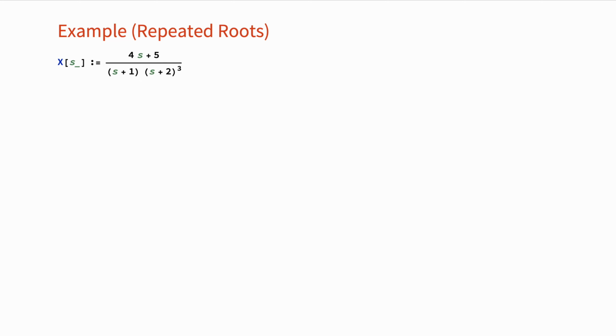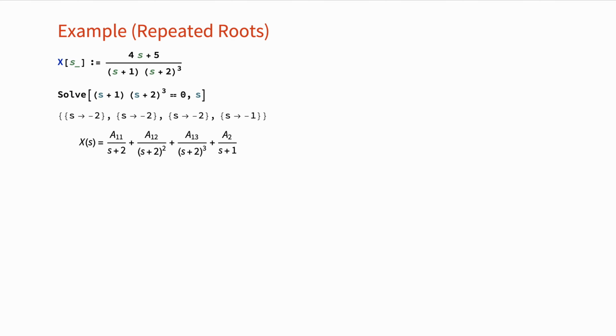Again, we start by finding the roots of the denominator of the Laplace transform, and we expand the Laplace transform as shown here. We have 3 terms for the repeated root -2 and 1 term for the root -1. Then we find the residues. We're starting with the residues of the repeated root -2. For a1,3, we take the limit as shown here: the second derivative of (s+2)^3 times X(s) divided by 2 factorial.